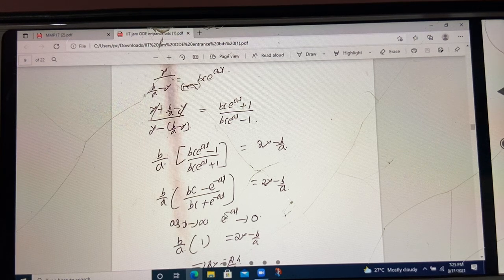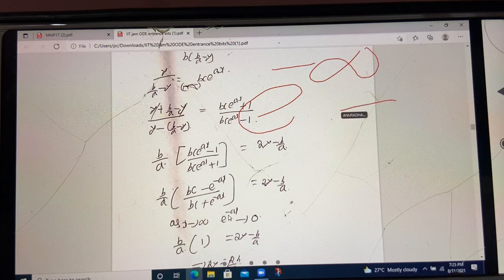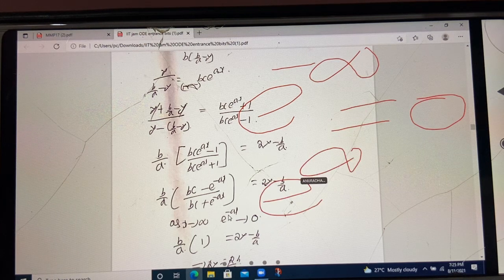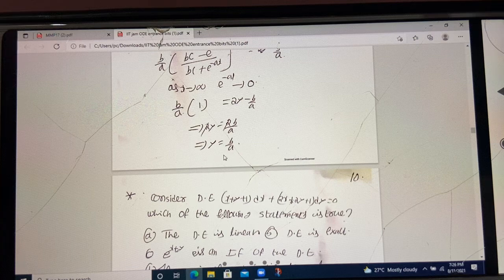As x tends to infinity, e power minus ax goes to 0, because e power minus infinity is 0. If you want, you can note down somewhere, standard value: e power minus infinity is 0, e power infinity is infinity. So we get b by a, bc minus e power minus ax. As x tends to infinity, this is 0, this is 0. b by a, bc by bc is 1. So we get 2y is equal to 2b by a. Y is b by a.